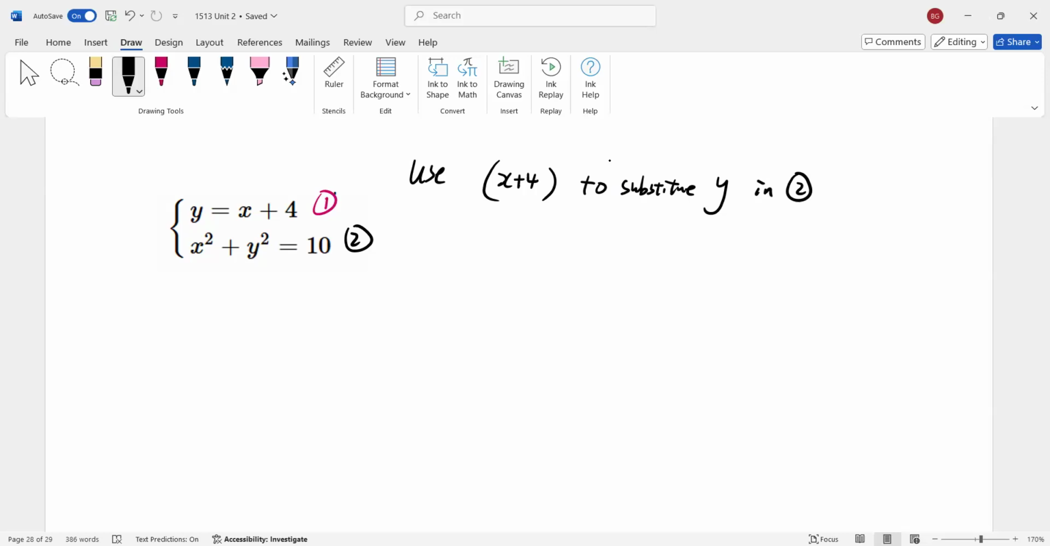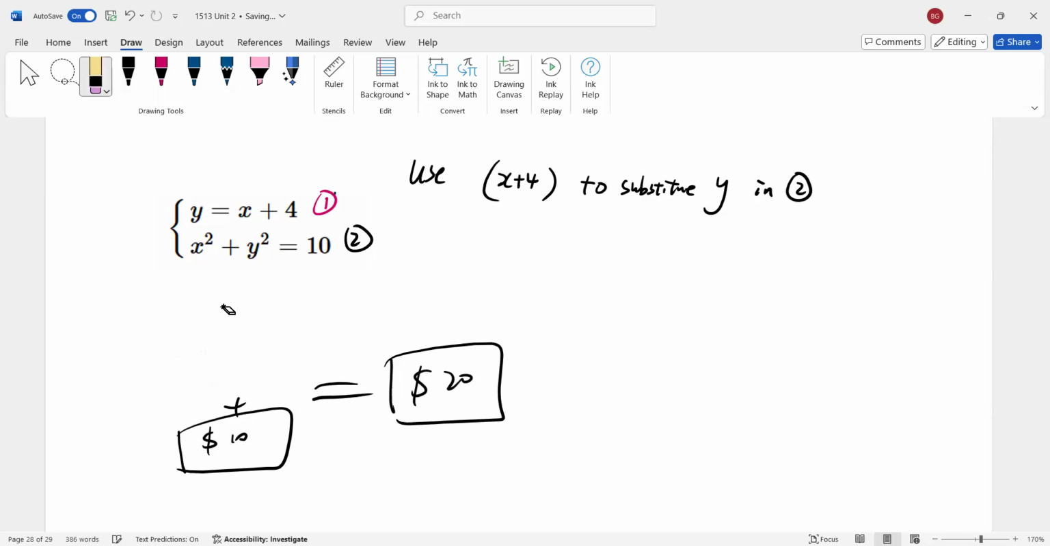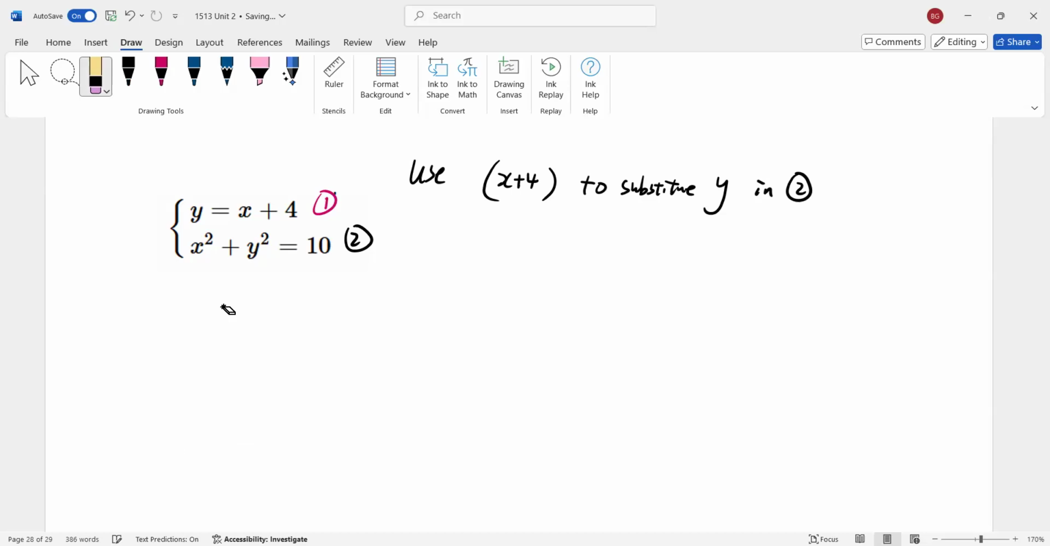We use x plus 4 to substitute for y in equation 2, because y and x plus 4 are the same, right? In the middle, we have an equal sign. It's just like if you have two $10 bills, you can substitute a $20 bill for the two $10 bills because they are equal. The same idea. And the purpose is to eliminate variable y.